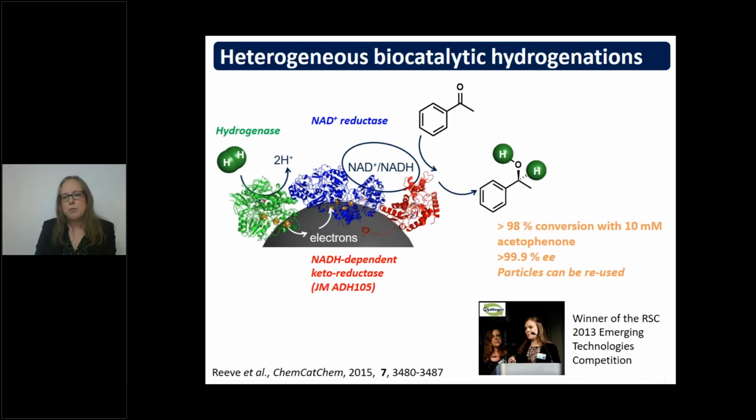And with that, we were able to obtain very high rates of conversion of starting material to product, but also retaining that very high enantiomeric excess, the chiral purity of the product. And that was the start of a long journey for us into the biotechnology area, but also towards commercialization.